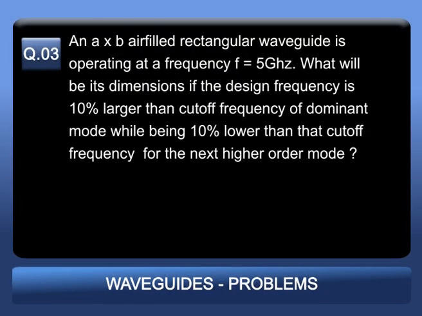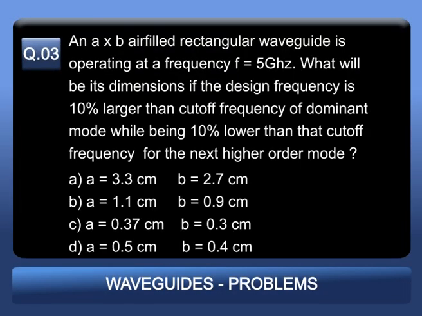Problem 3. An a by b air-filled rectangular waveguide is operating at a frequency f equals 5 GHz. What will be its dimensions if the design frequency is 10% larger than the cutoff frequency of the dominant mode, while being 10% lower than the cutoff frequency for the next higher order mode? Option A: a equals 3.3 cm, b equals 2.7 cm. Option B: a equals 1.1 cm, b equals 0.9 cm. Option C: a equals 0.37 cm, b equals 0.3 cm. And option D: a equals 0.5 cm and b equals 0.4 cm.